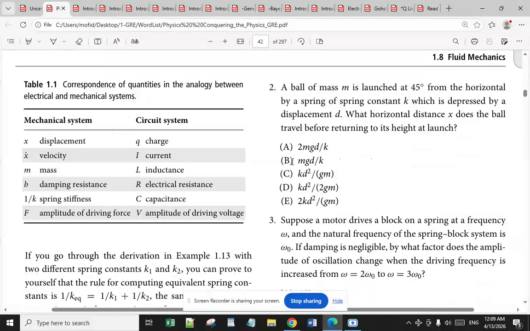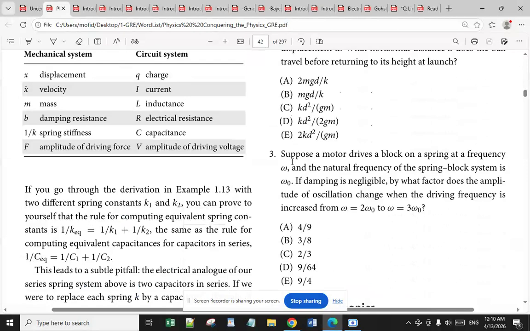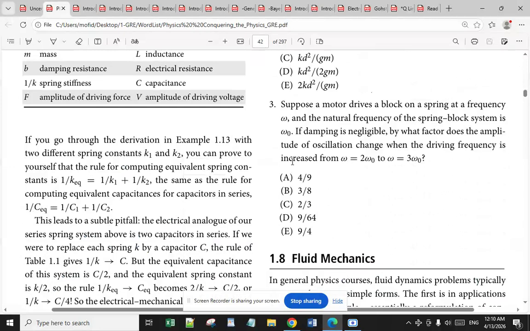If you go through the derivation in example 1.13, with two different spring constants k1 and k2, you can prove to yourself that the rule for computing equivalent spring constants is 1 divided by k equivalent equals 1 divided by k1 plus 1 divided by k2. The same as the rule for computing equivalent capacitances for capacitors in series: 1 divided by capacitance equivalent equals 1 divided by C1 plus 1 divided by C2.